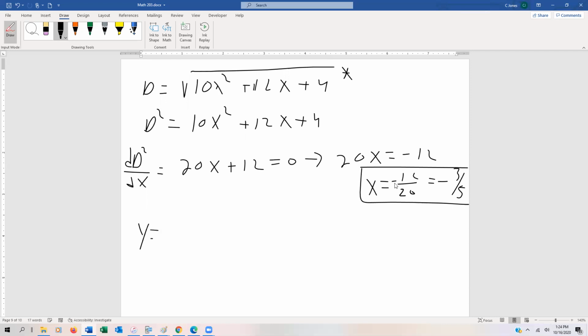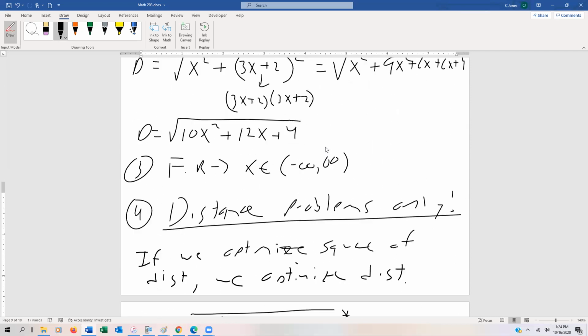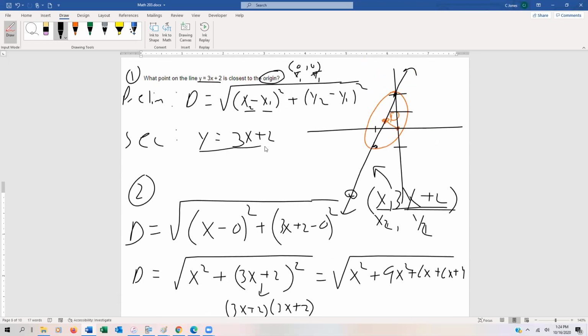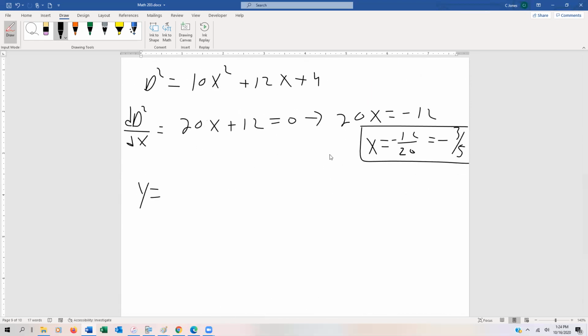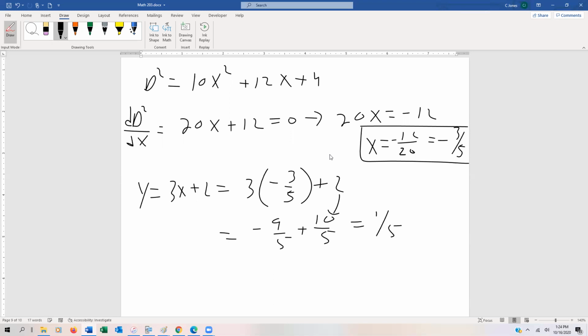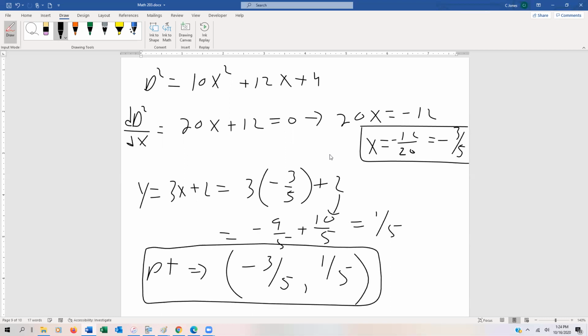Recall that y, all the way back up, is 3x plus 2, right? So we just go down here. y is equal to 3x plus 2, which is the same thing as 3 times negative 3/5 plus 2. That's going to be negative 9/5 plus 10/5. If I get a common denominator, 2 over 1 is the same as 10 over 5. And that's going to be 1/5. And so the point that we're interested in is x is negative 3/5 and y is 1/5. Now, does this make any sense whatsoever?